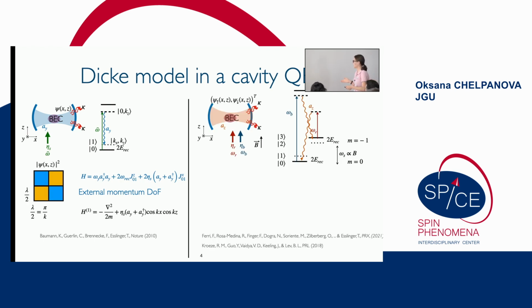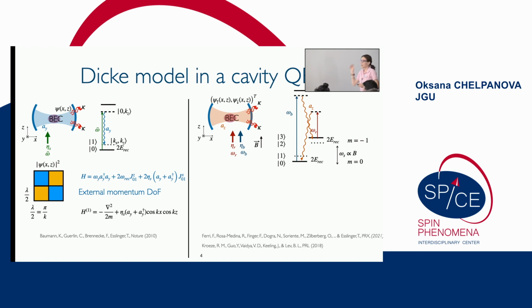What does it mean? If we look at the density profile of the atoms in the cavity, we can find that along the x and z axes there is a modulation of the density. So this potential, cosine kx, cosine kz, forms a lattice. And along this lattice, we can observe this modulation of density: less density, more density, and so on and so forth.